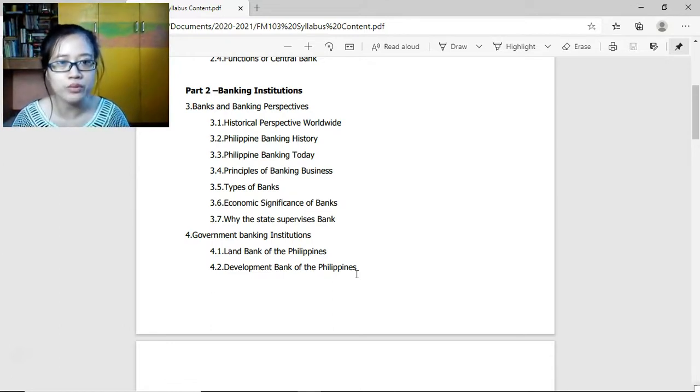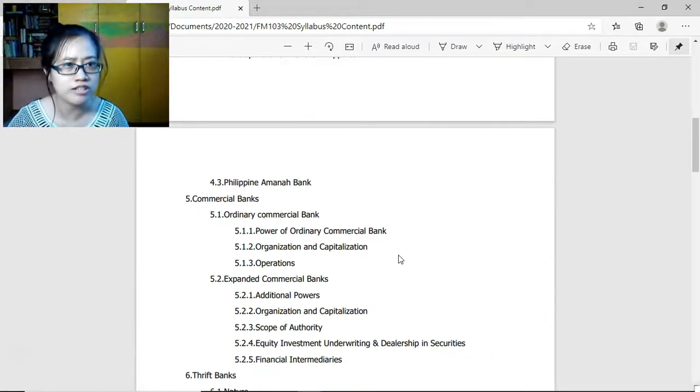situation. We also have the principles of the banking business, types of banks, economic significance of banks, and why the state supervises the banks. Okay, and then fourth, we have the government banking institutions, Land Bank, Development Bank, and then we have the Philippine Amanah Bank, which is the first and only Islamic bank in the country.